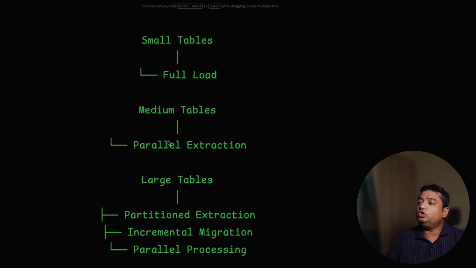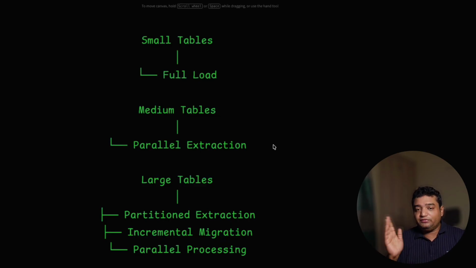In the medium table, you can do parallel extraction. For example, if there is around 50 or 60 GB of table, then you can use PySpark to do the parallel execution. Earlier, people used to write the Sqoop program. So in Sqoop, we can increase the number of parallelism that can be done.